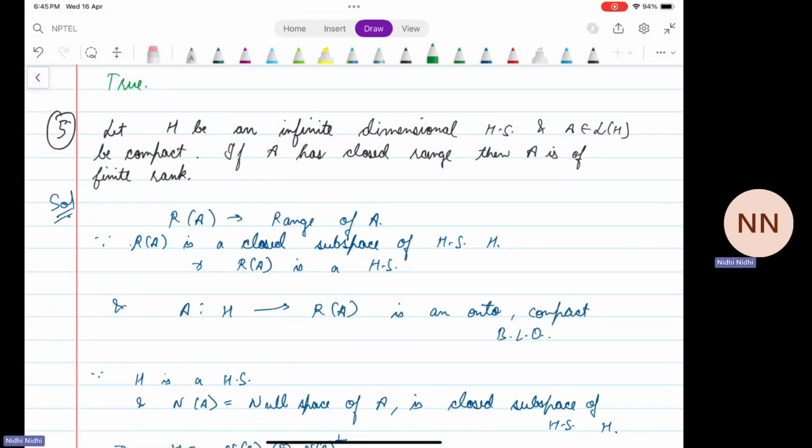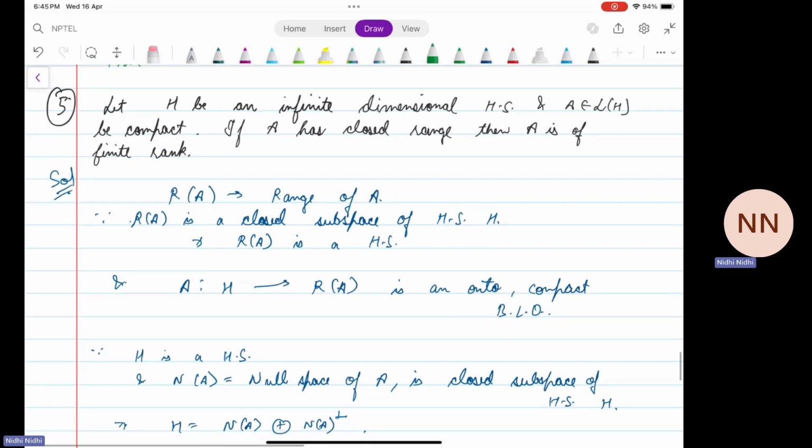So we are given that H is an infinite dimensional Hilbert space and A is a compact bounded linear operator defined on H. They are saying that if A has closed range, then A should have finite rank. Now let's start by denoting Ra to be the range of A, and since Ra is a closed subspace of the Hilbert space H, Ra must be a Hilbert space in itself.